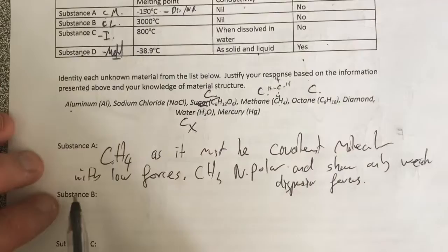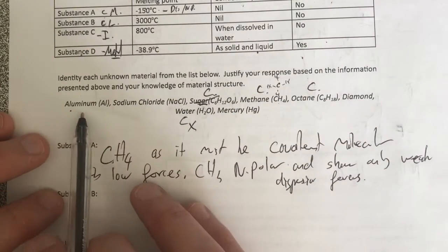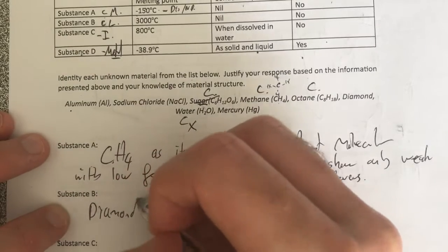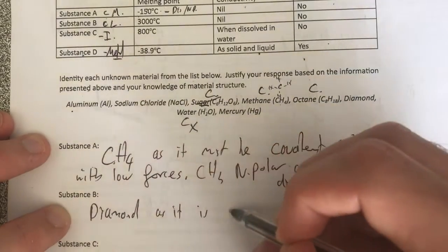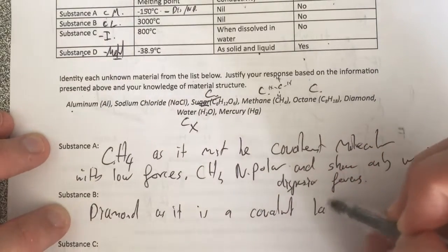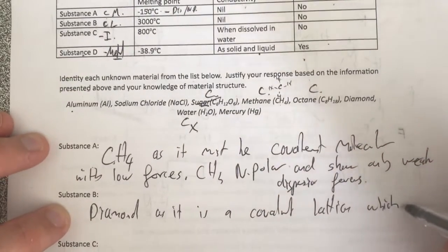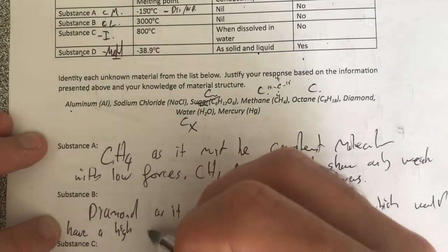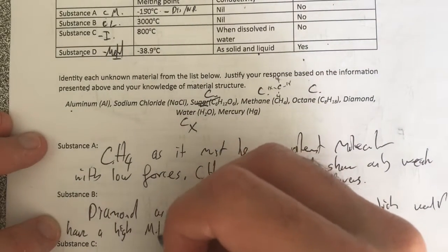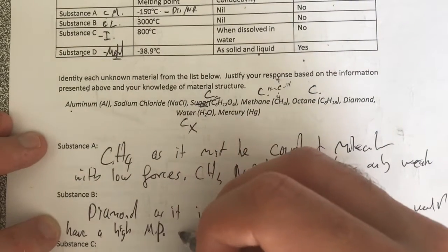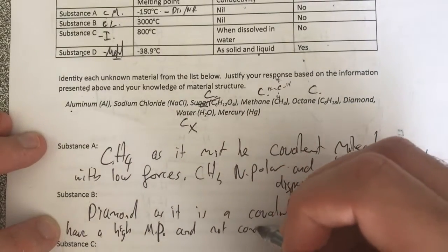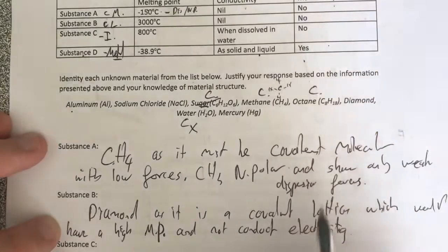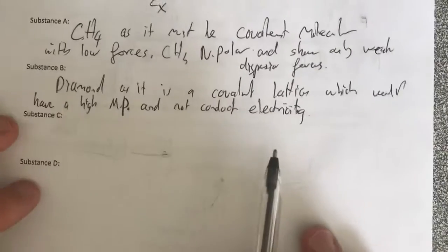Substance B is covalent lattice. So which of these would be a covalent lattice? Diamond. Diamond, as it is a covalent lattice, which would have a high melting point, and not conduct electricity. So you're identifying the properties which diamond has there.